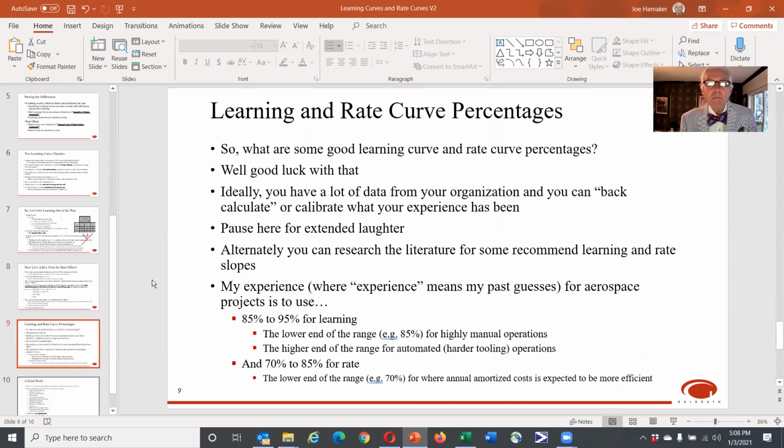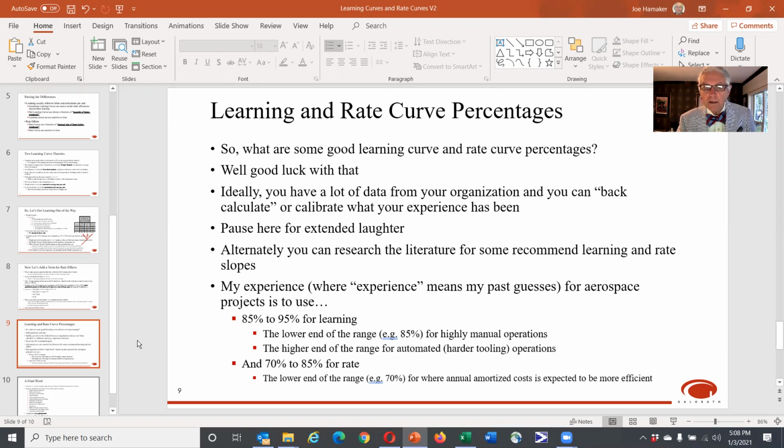Okay, now you may be wondering, so what are some good learning curve and rate curve percentages to use? Well, good luck with that. Ideally, you have a lot of data from your organization and you can back calculate or calibrate what your experience has been. And I'll pause here for extended laughter since we rarely actually have that data. Alternately, you can research the literature for some recommended learning and rate slopes.